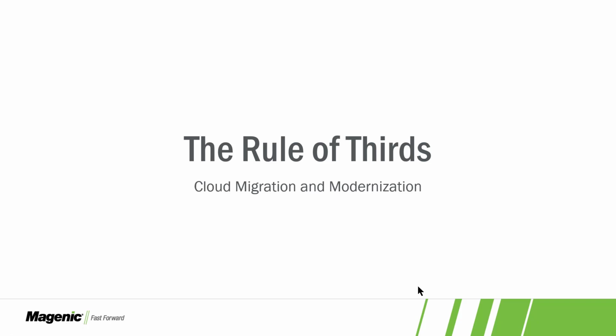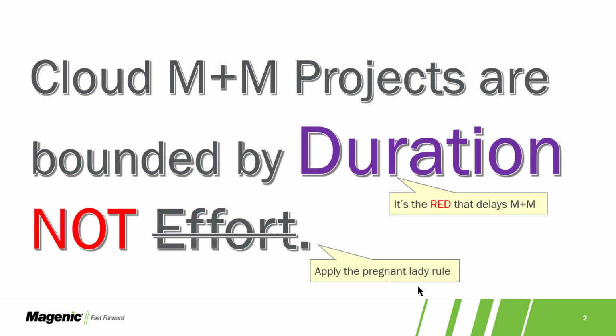Stuart again. Today we're going to talk about cloud migration and modernization planning, otherwise known as the rule of thirds. Let's get started with a lemma: cloud migration modernization projects are bounded by duration and not effort.